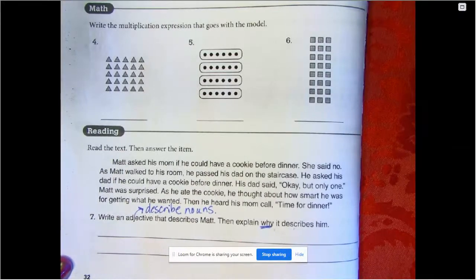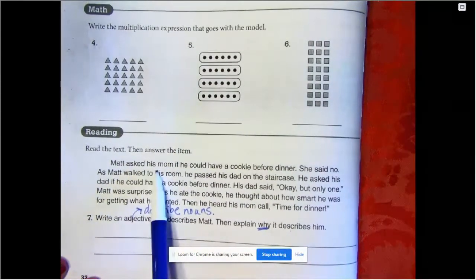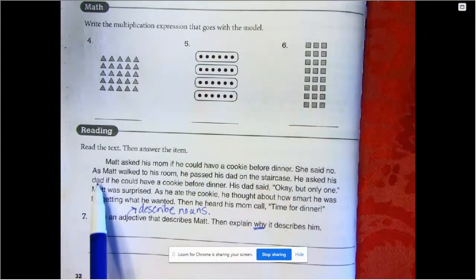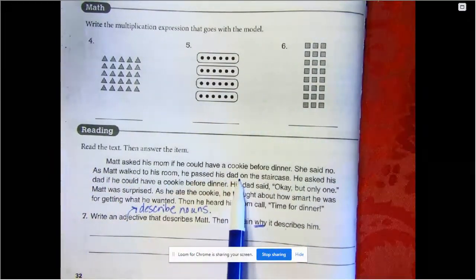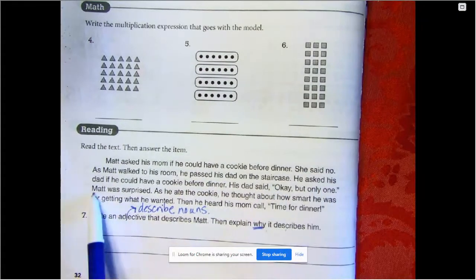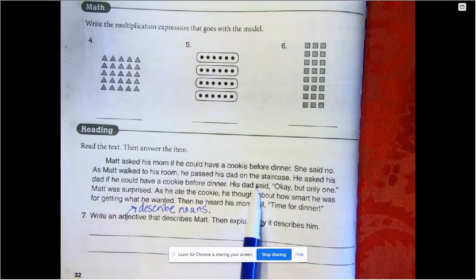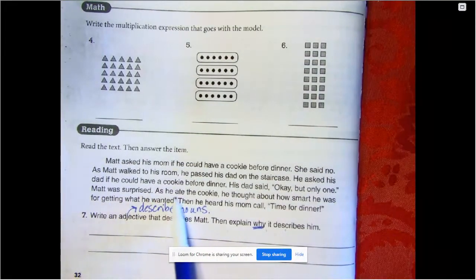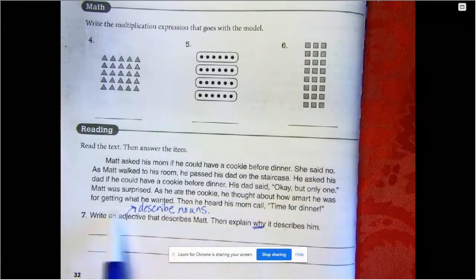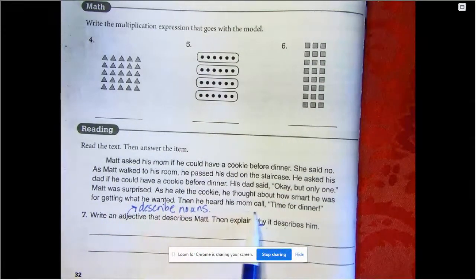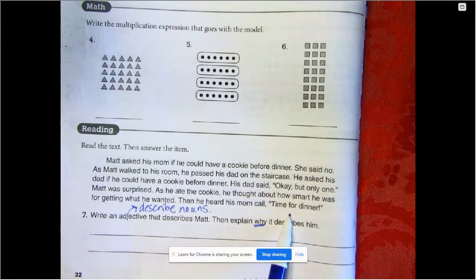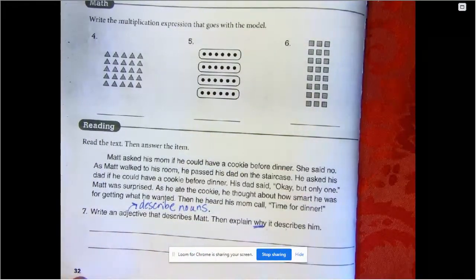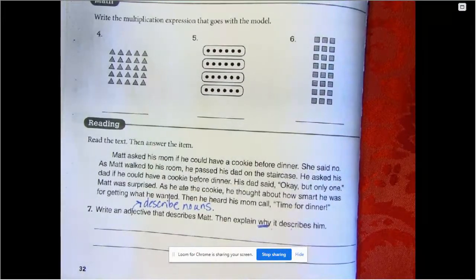All right, so we'll read the story. Matt asked his mom if he could have a cookie before dinner. She said no. As Matt walked to his room, he passed his dad on the staircase. He asked his dad if he could have a cookie before dinner. His dad said, okay, but only one. Matt was surprised. As he ate the cookie, he thought about how smart he was for getting what he wanted. Then he heard his mom call, time for dinner. Write an adjective that describes Matt, then explain why it describes him. All right, in your own words.